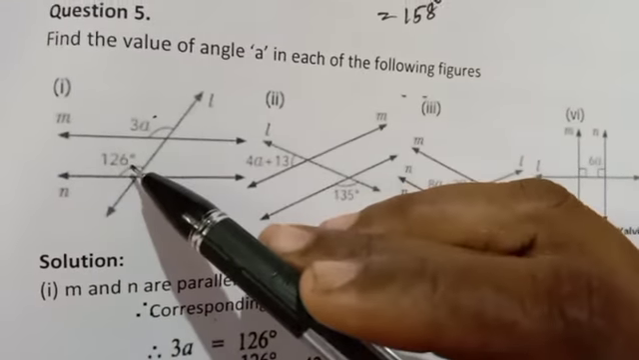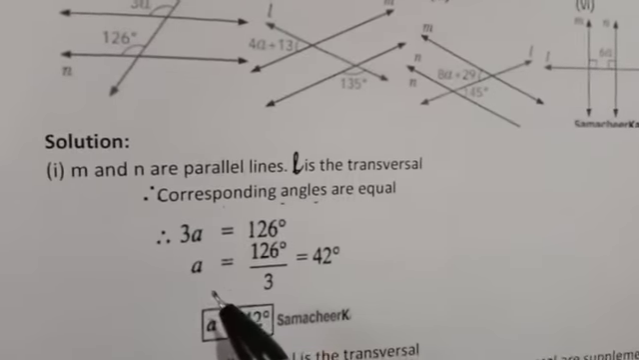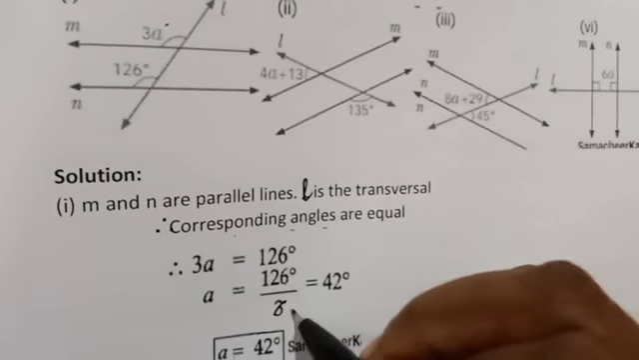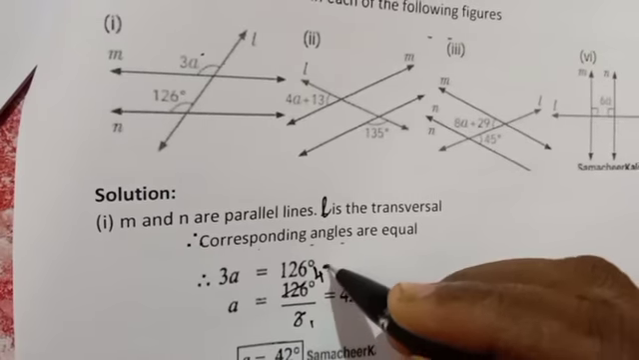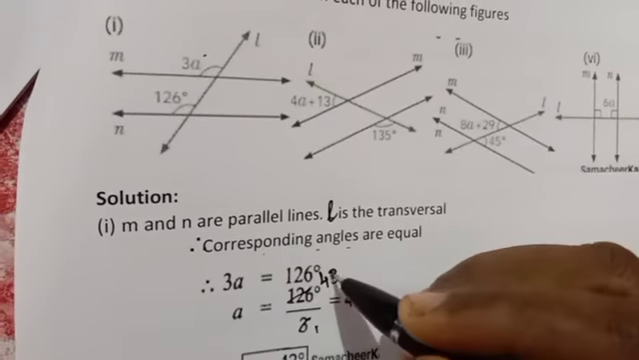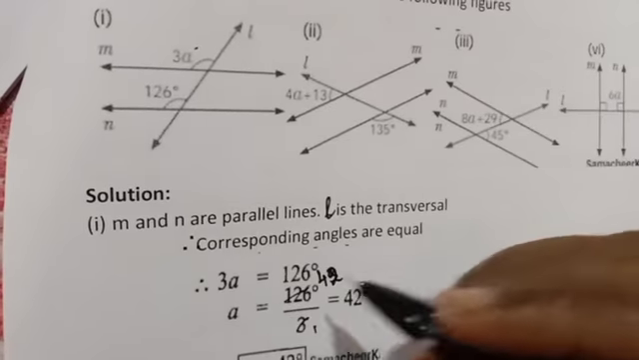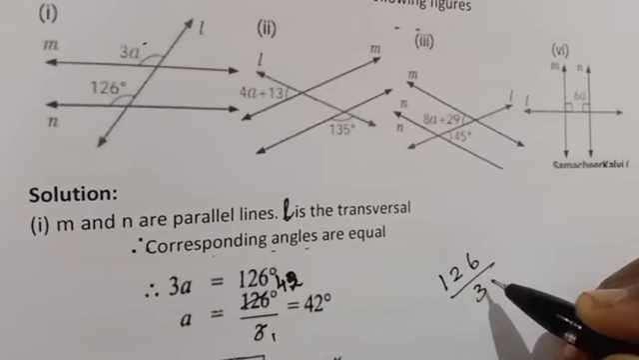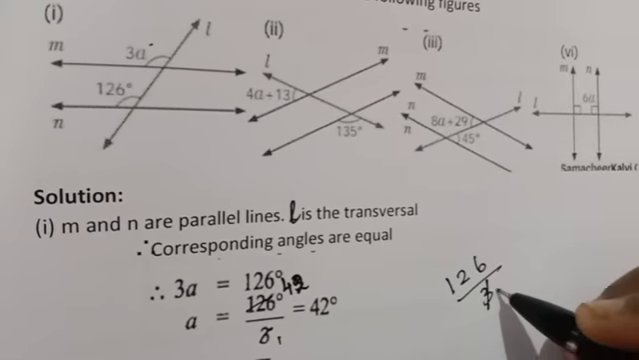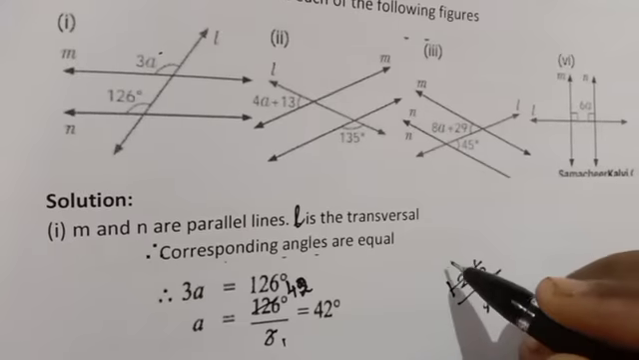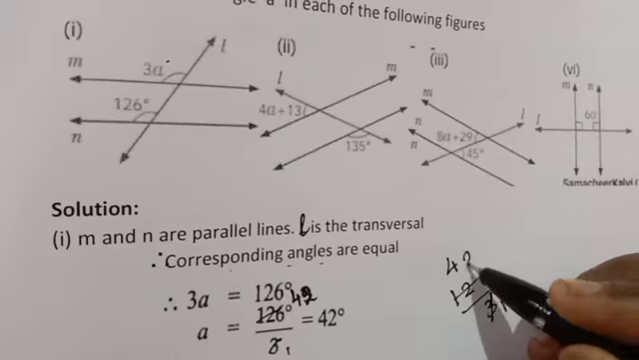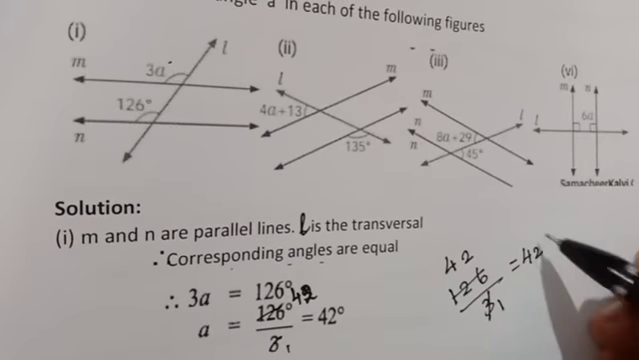So 3A is equal to 126 degree. Now A value you have to find. So multiplication becomes division. 126 divided by 3, you have to use the 3 table. It is divided by 3. 1 3 is 3. You have to consider the first 2 digits. 4 3s are 12. Then you move to the next digit, that is 6. 2 3s are 6. So that is equal to 42 degree.